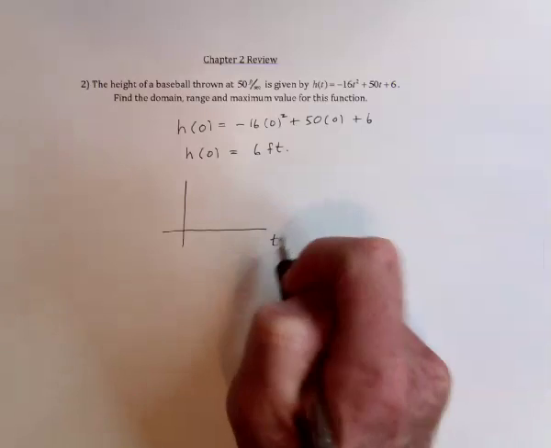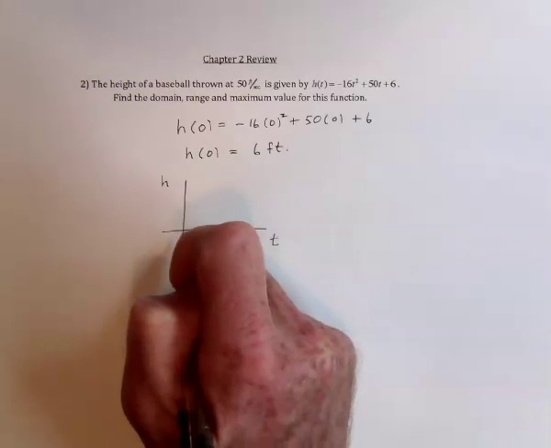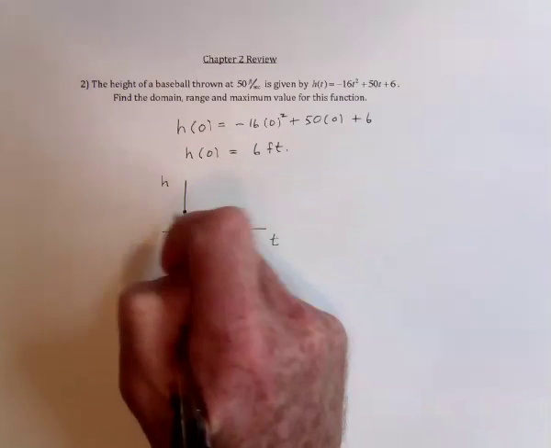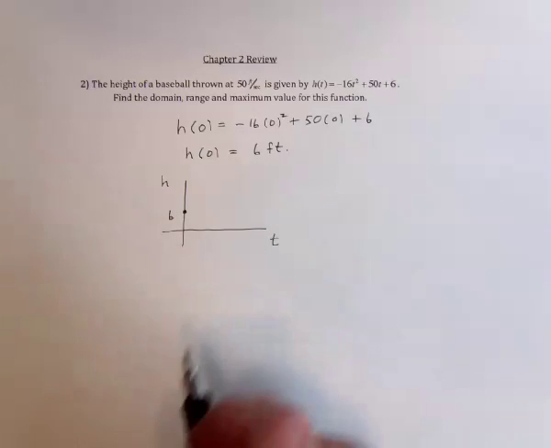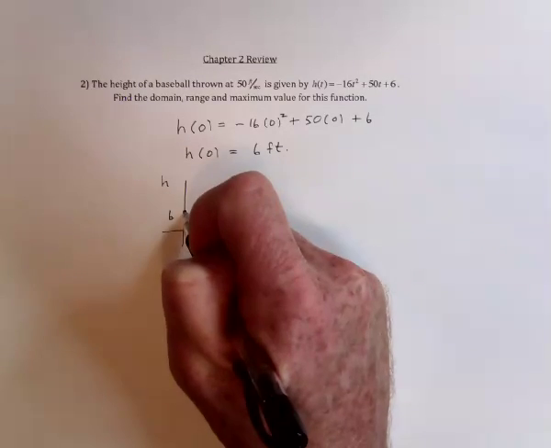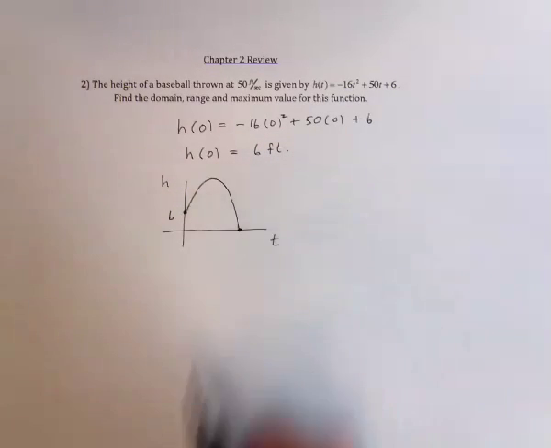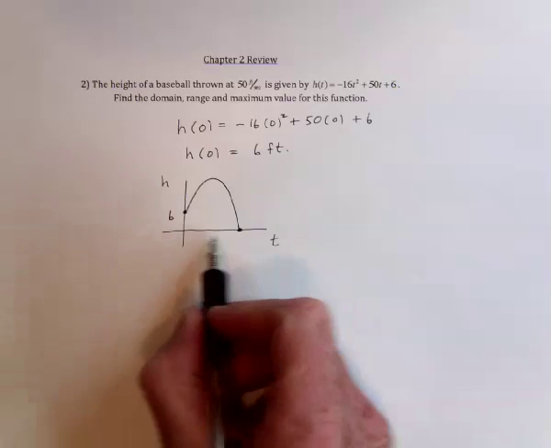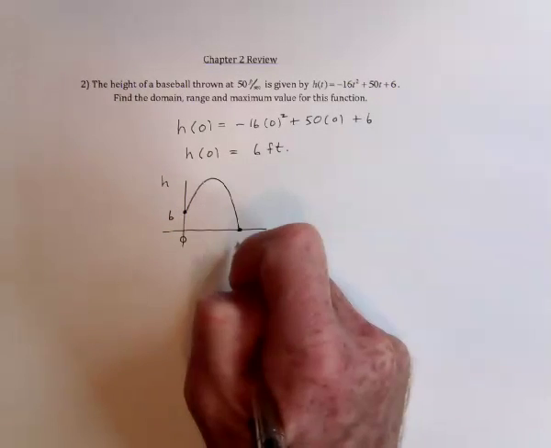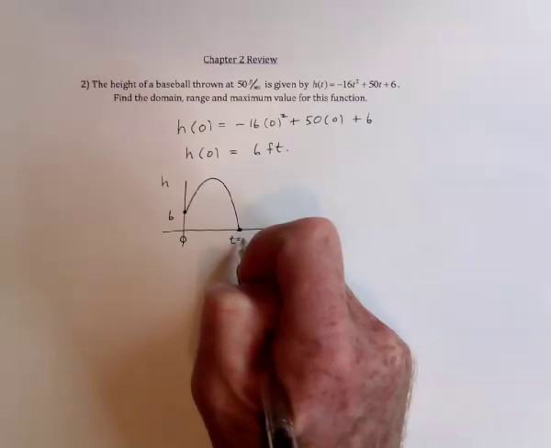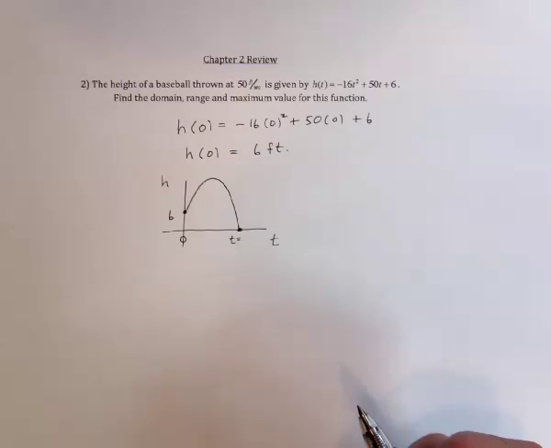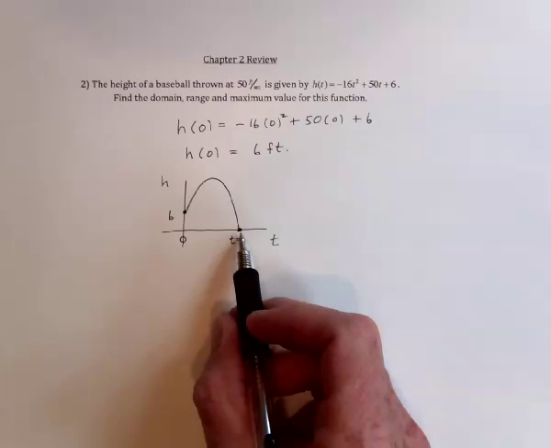If this is the time and this is the height, at time 0 it's starting at a height of 6 feet. And then the baseball is going to go up into the air, and eventually it's going to come back down and hit the ground. So the domain, the t values, from 0 to t equals what right here, that's the domain. Well, at this point right here, that's when the height is 0, because it's on the ground.